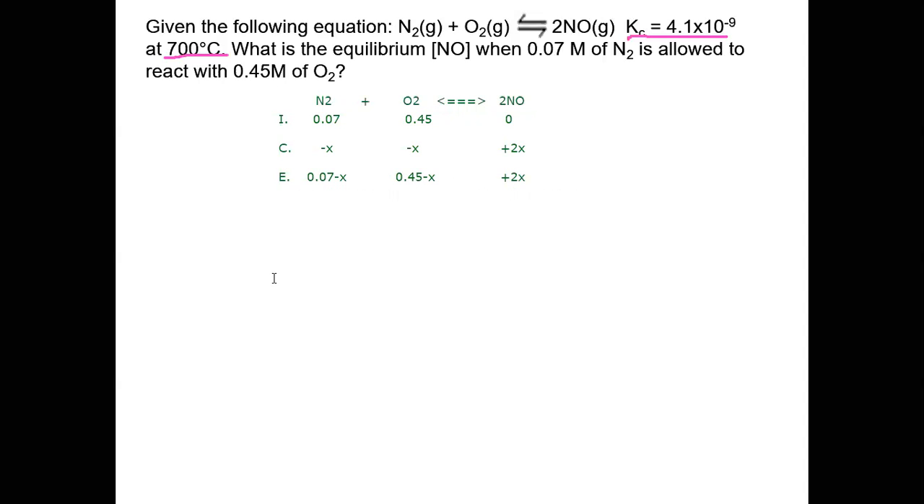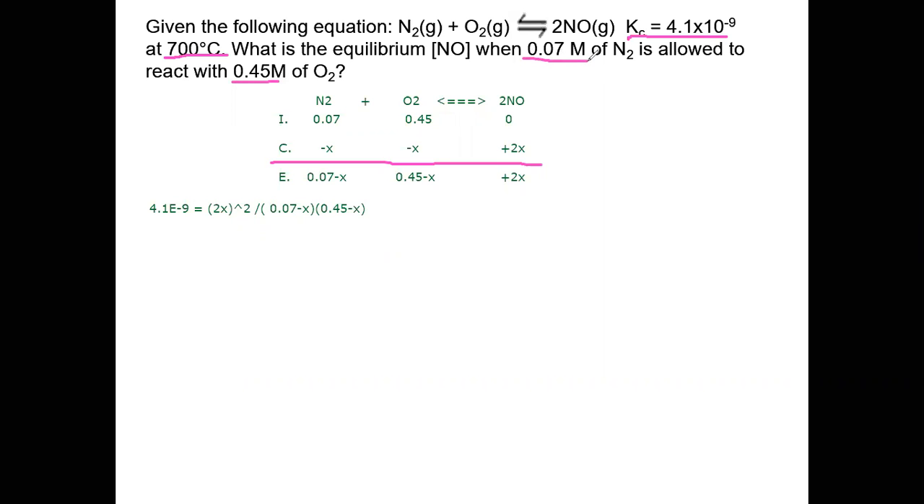Now, one thing to notice here, if we set this up, we get 4.1 e to the negative 9 equals 2x squared divided by 0.07 minus x times 0.45 minus x. So you see here we're going to have to use the quadratic equation again, but one thing to notice is that the Kc is very small, and the initial concentrations are very large.